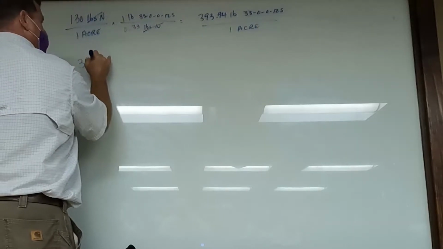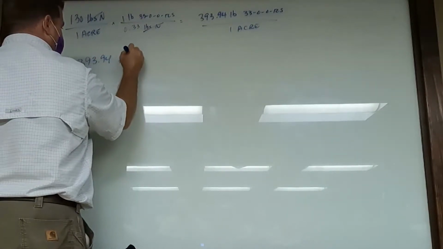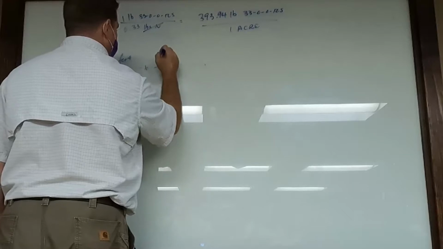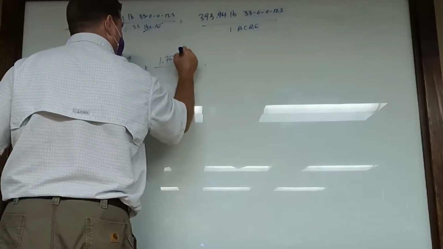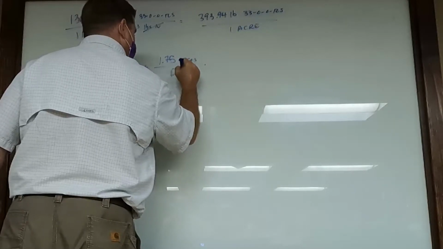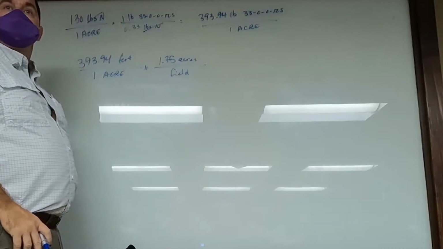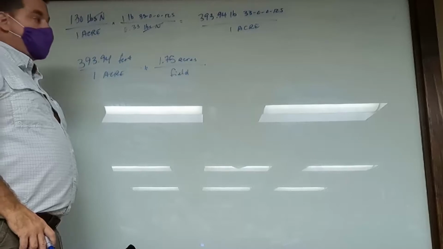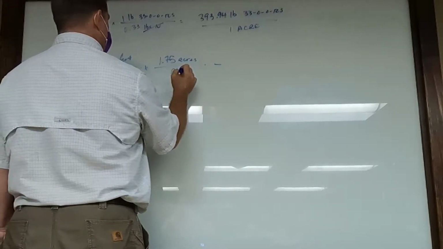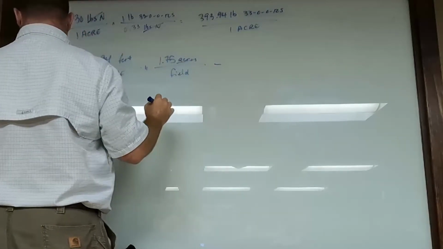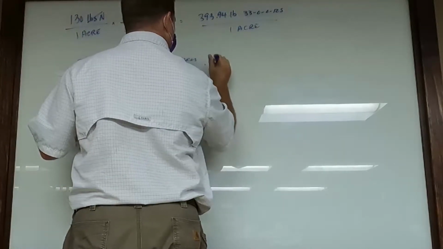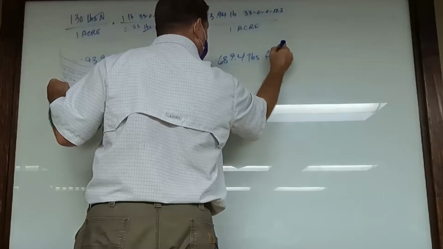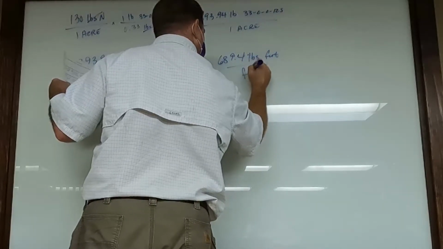Now, we'll come down here. I'm just going to do fertilizer in 1 acre. And we know that we have 1.75 acres per field. When we do that math, acres cancel, and we have 689.4 pounds of fertilizer, which is this per field.